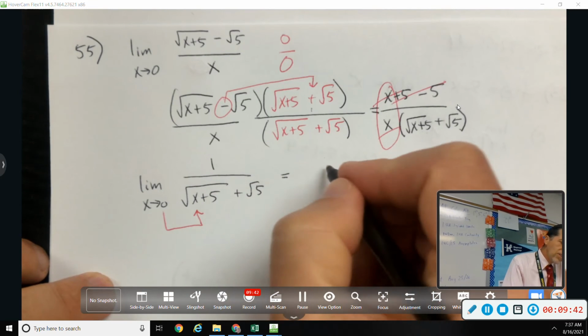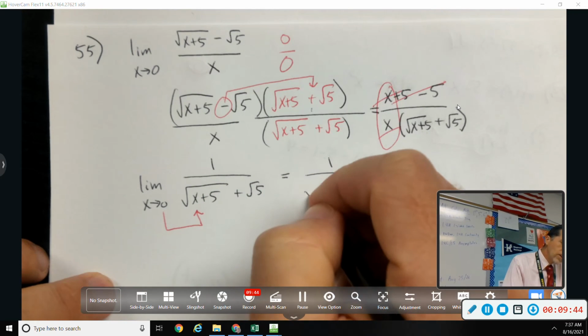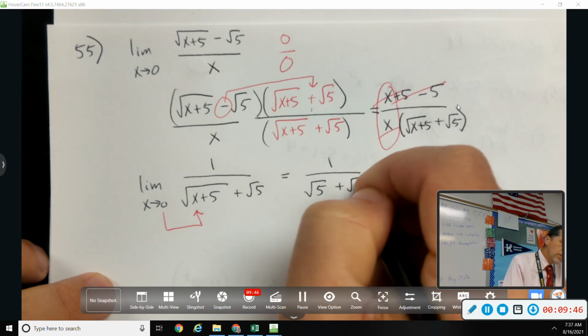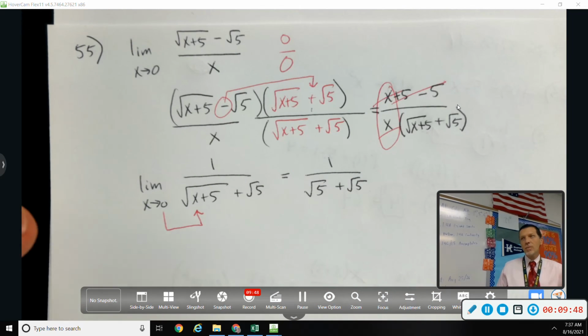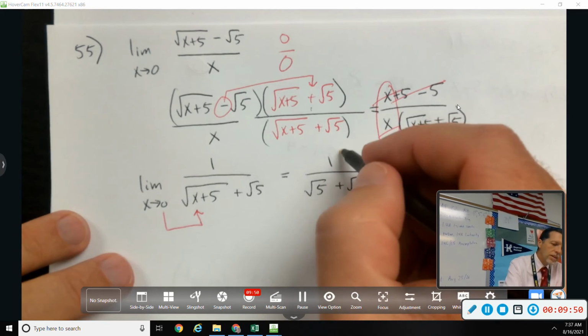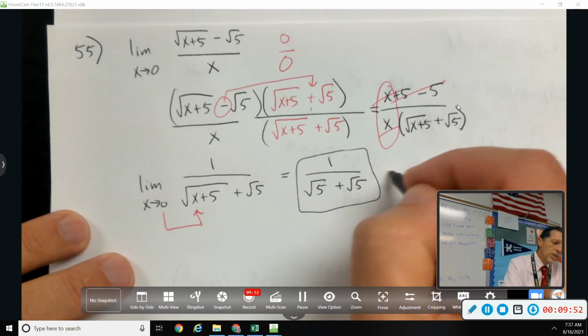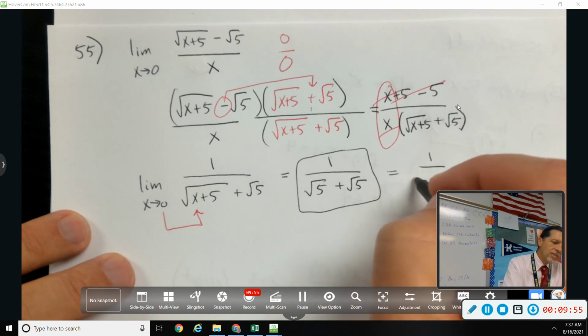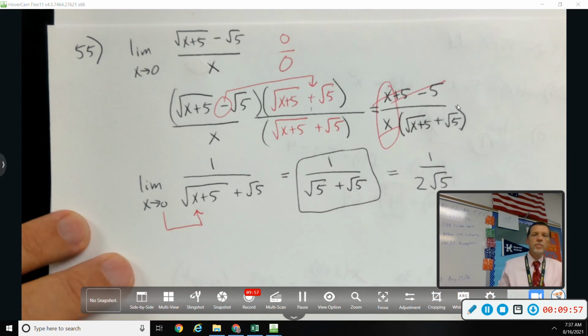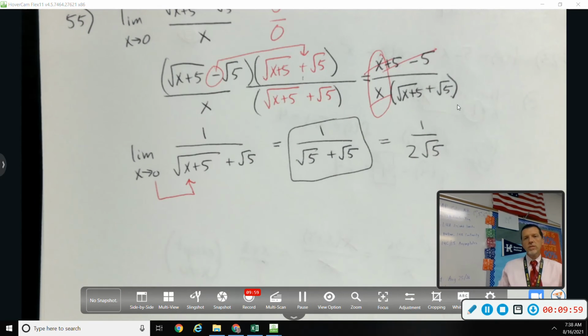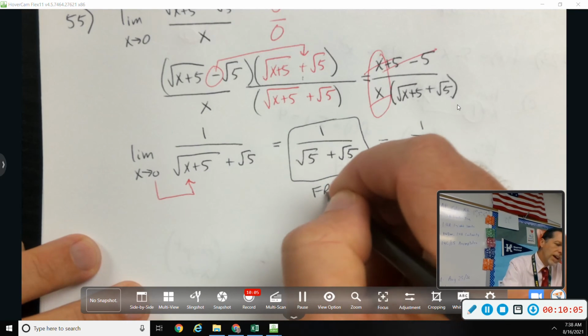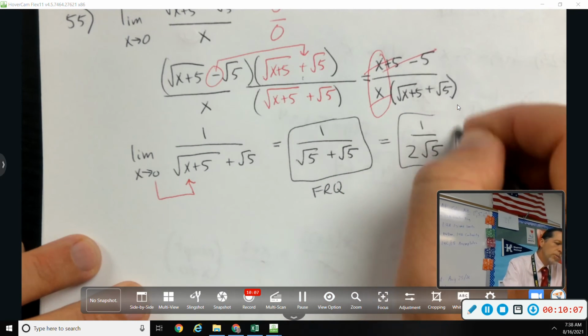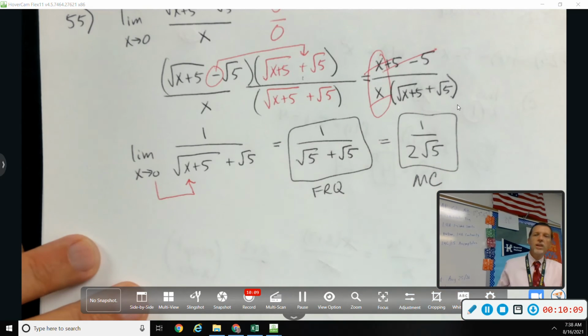But if I plug in 0, 1 over square root of 5 plus square root of 5. And I can leave that as my answer. That is a safe stop. On a multiple choice test, they're going to simplify that to 1 over 2 square root of 5. So free response, I'd leave it like that. Multiple choice, you can expect it to be simplified.